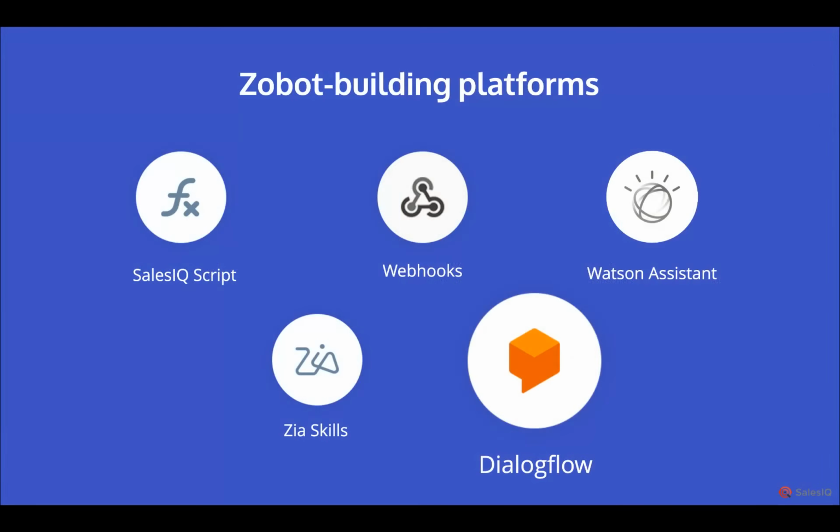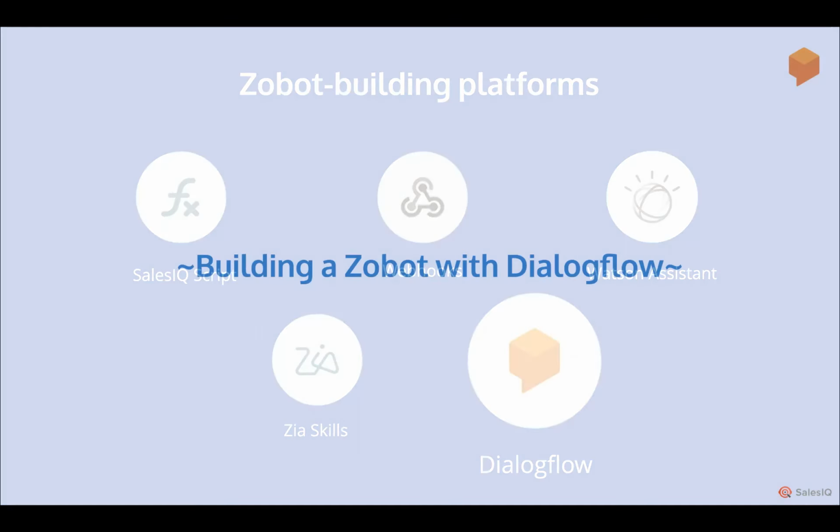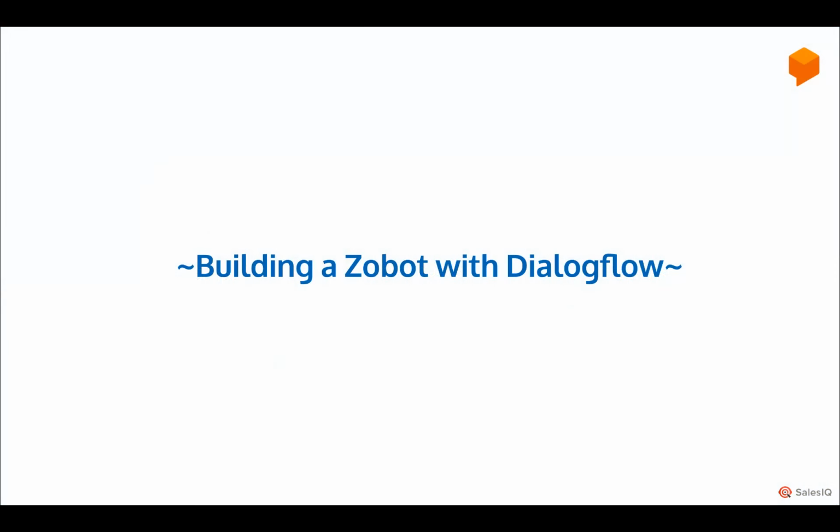The Zobot can be built using five different platforms: SalesIQ Scripts, Skills, Watson Assistant, Webhooks, and Dialogflow. As the picture suggests, our focus will be on the Dialogflow platform for today's session: building a Zobot with Dialogflow. So here's where we get started.